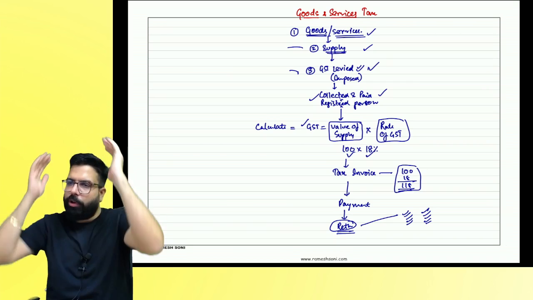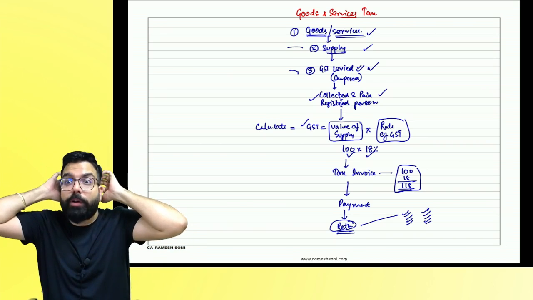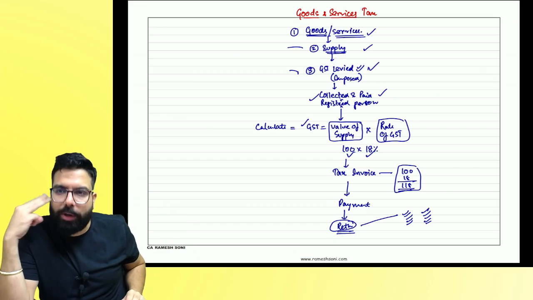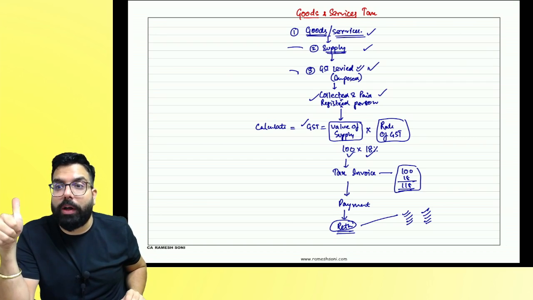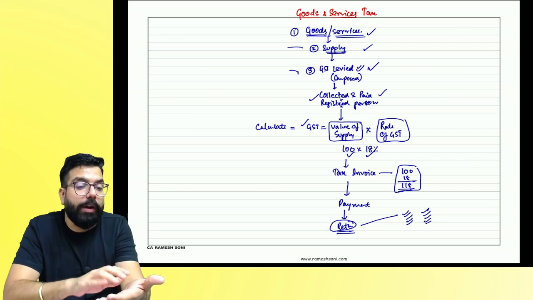imposed on your goods. What will you tell uncle now? Uncle, what is your turnover? Correct or not? Uncle says 25 lakh. What will you tell? Uncle, you have to collect. Uncle, you will tell him, you calculate.